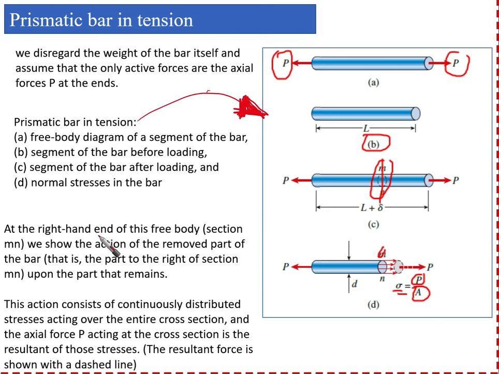At the right hand end of this free body, which is section MN, we show the action of the removed part of the bar. When we remove this part, this is the action of the removed part, as you can see here. That is the part to the right of section MN upon the part that remains.